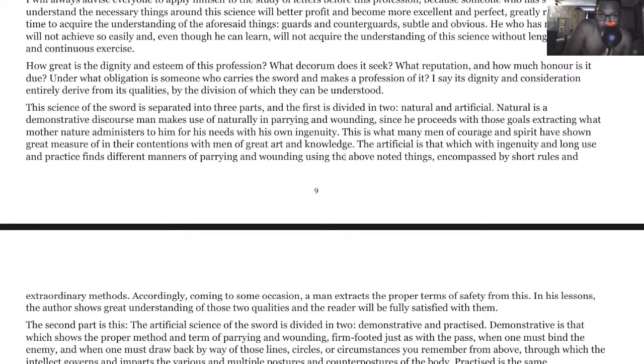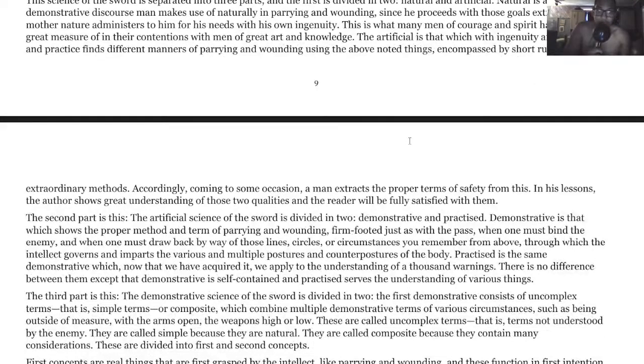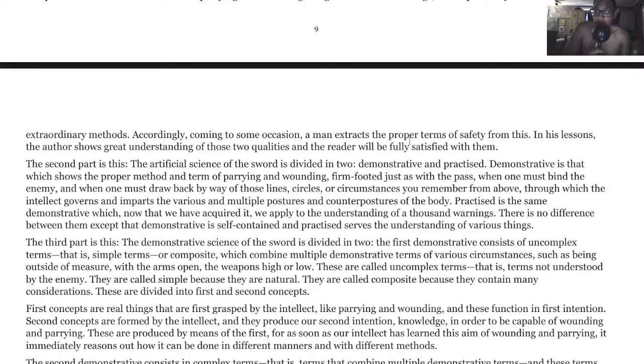great art and knowledge. The artificial is that which with ingenuity and long use and practice finds different manners of parrying and wounding using the above noted things, encompassed by short rules and extraordinary methods. Accordingly, coming to some occasion, a man extracts the proper terms of safety from this. In his lessons, the author shows great understanding of those two qualities, and the reader will be fully satisfied with them.